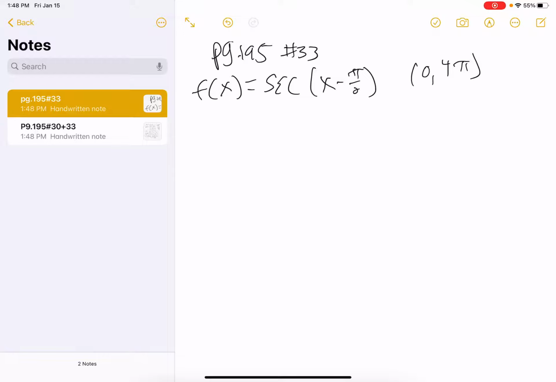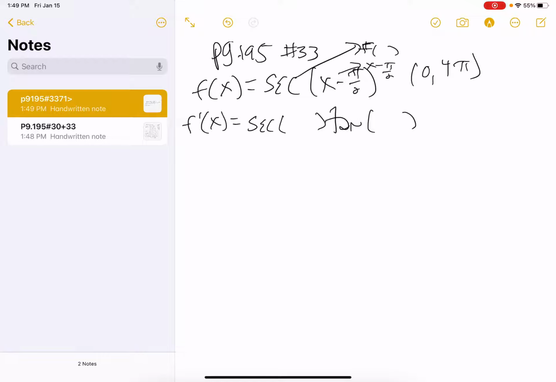Okay, so let's start by finding our first derivative, which is going to be a chain rule, where my outside function is the secant and my inside function is the x minus pi halves. So f prime is secant tangent, times g prime, which thankfully is just 1. And then I plug my inside function in. So there's my first derivative with my chain rule. The times by 1 thankfully doesn't matter.